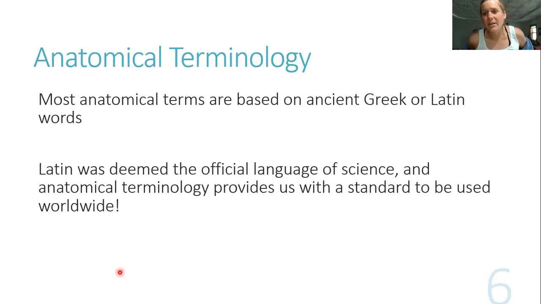So one thing that's important when we think about anatomy and how it might be different from a lot of other topics that you've maybe learned about in the past is this concept of anatomical terminology. Most anatomical terms are based on ancient Greek or Latin words. Latin has been deemed the official language of science, and anatomical terminology provides us with a standard that we can use worldwide.